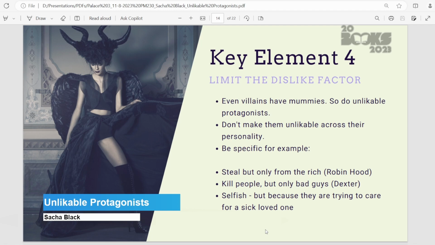Or you could have an example like Dexter. Who's watched Dexter? Yeah, it's one of my faves. So he kills people, but only bad ones that the police failed to get. So he is, A, justifying his behavior with a moral code, but also he's limiting the amount of bad that he will do. Great tactic. Just for example, you've got a character who's super selfish, but they're doing it because they're trying to care for a sick loved one, for example. So limit the bad behavior.